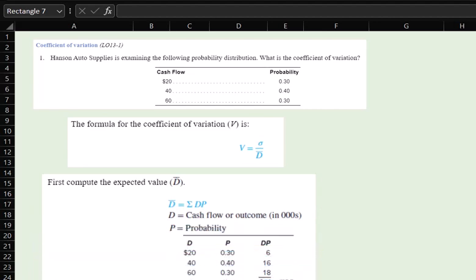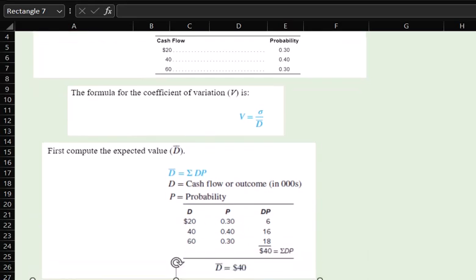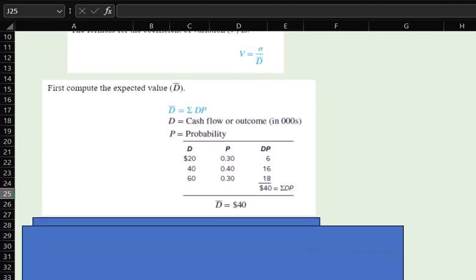So if we put this little table together, let me slide up here so you can see more of it. You can see what we do is we take the cash flows given times the probabilities given, multiply them, right? Sum of D times P, and then the sum is where we add them. So 6 plus 16 plus 18 is 40, so that becomes our expected value, or you can think of it as the mean, what we expect given this range of probabilities.